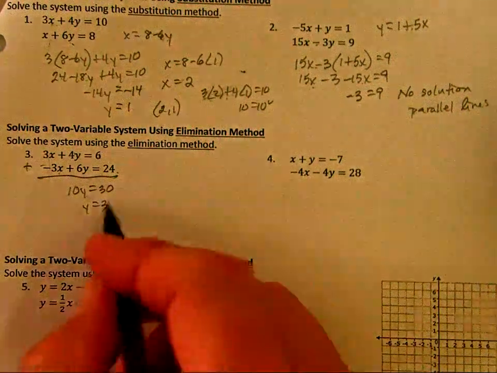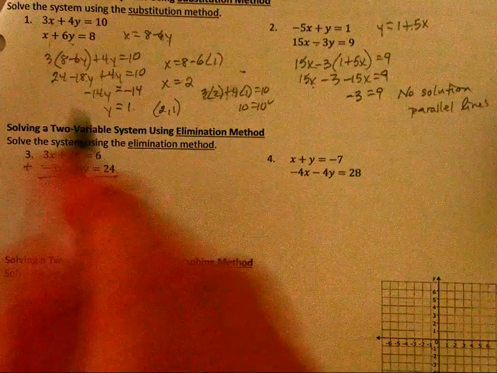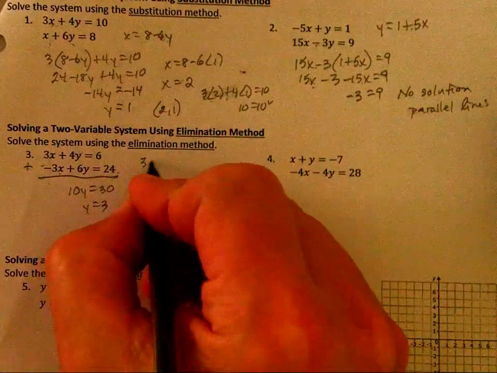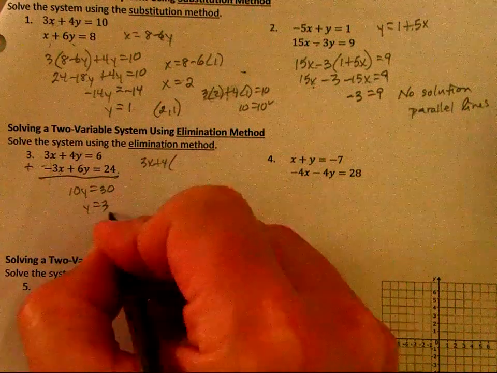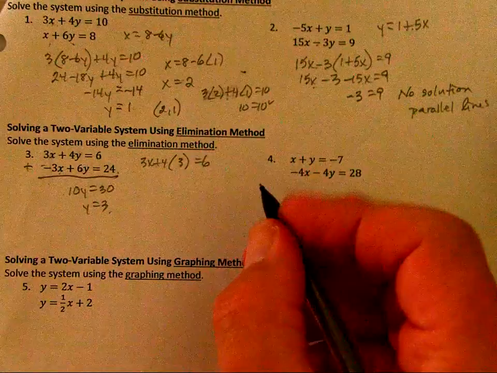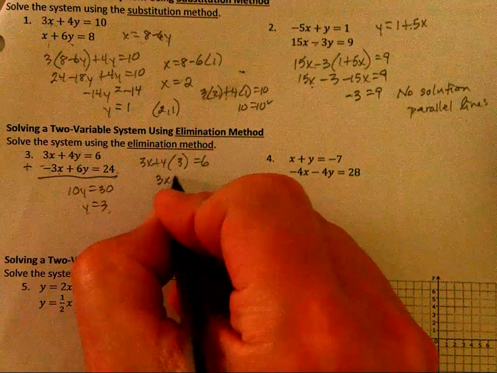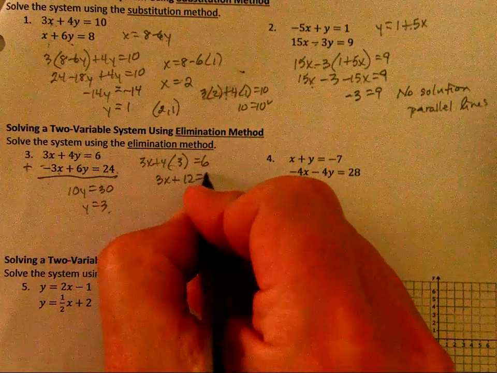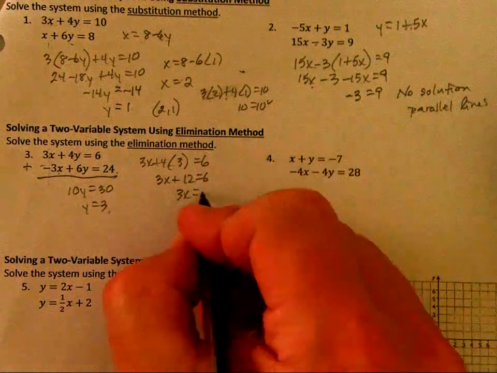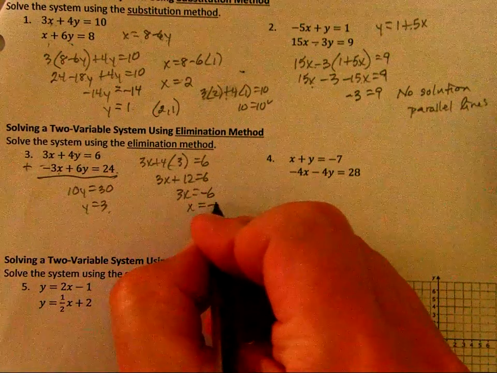Now we take that answer and plug it into either one of these top ones. It makes no difference. Let's say we plugged it into the first one. We have 3x plus 4 times 3 equals 6. So that's 3x plus 12 equals 6. 3x equals negative 6. So x equals negative 2.